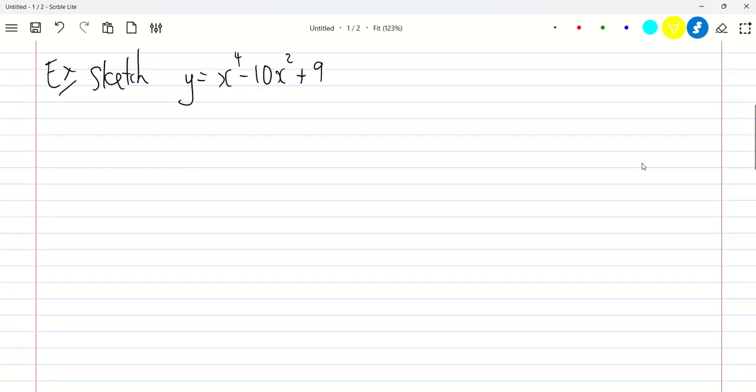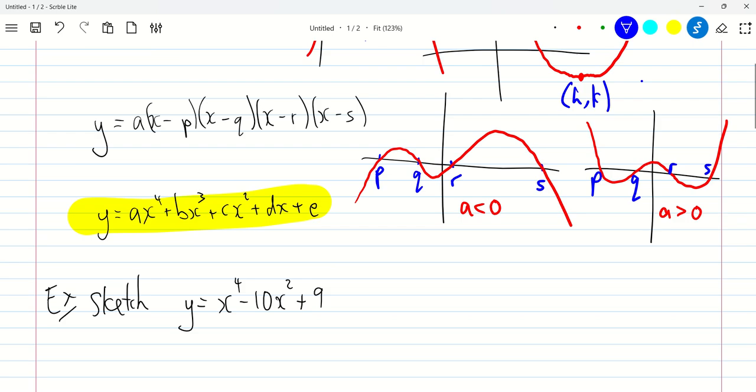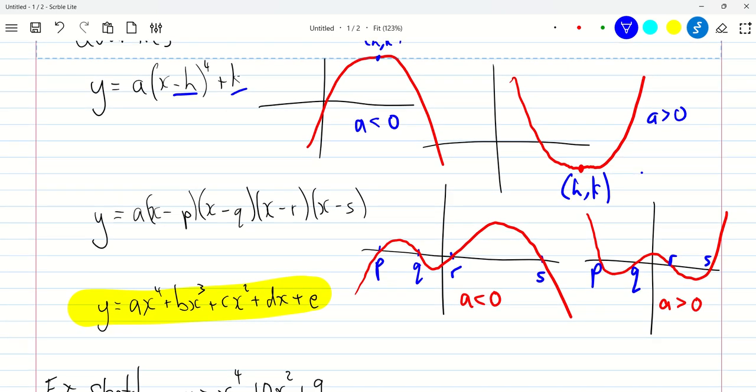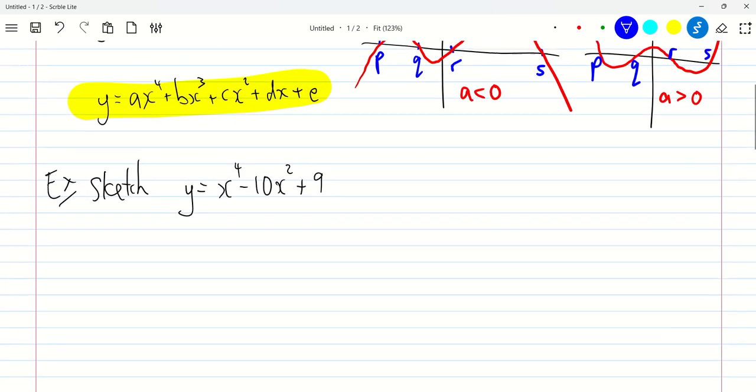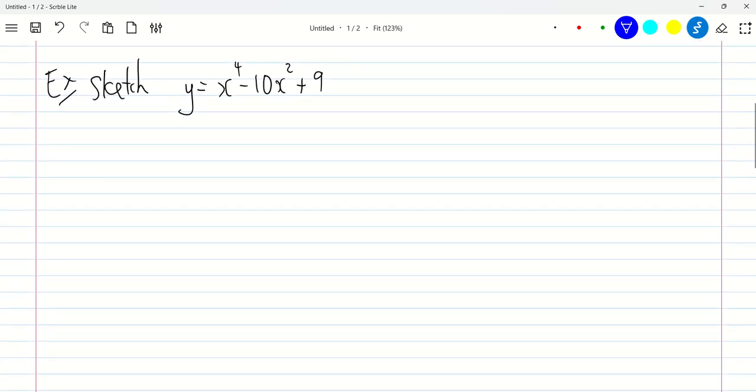So let's have a go at sketching this guy here. y equals x to the power 4 minus 10x squared plus 9. What we want to do to be able to sketch this is to factorize it. As you saw here, if we can factorize it, we can see what the zeros are, the x-intercepts. Life is much easier. Could we get it into turning point form? Maybe, but we'll have to see what happens with factorizing first. So let's have a look.